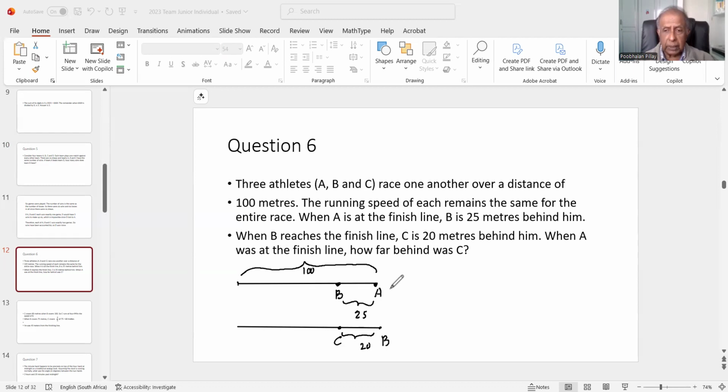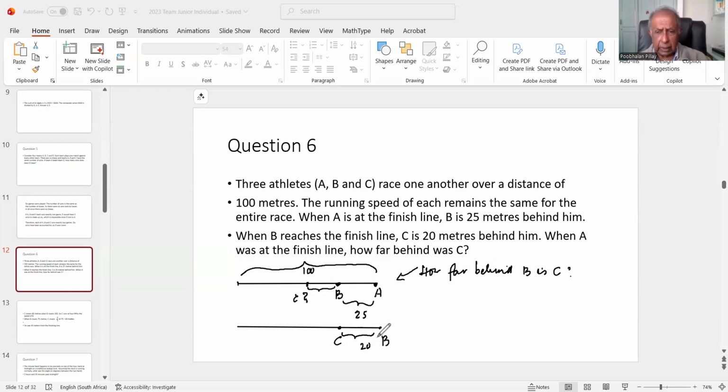Right. When A was at the finishing line, how far behind was C? So obviously C would have been somewhere here. And the question is, how far behind? In other words, what is this distance here? So this is 25. So if I know this distance from B to C, then I can say how far C was. All I have to do is to add 25 and that. Now the question is, how far is C behind B in this scenario here?